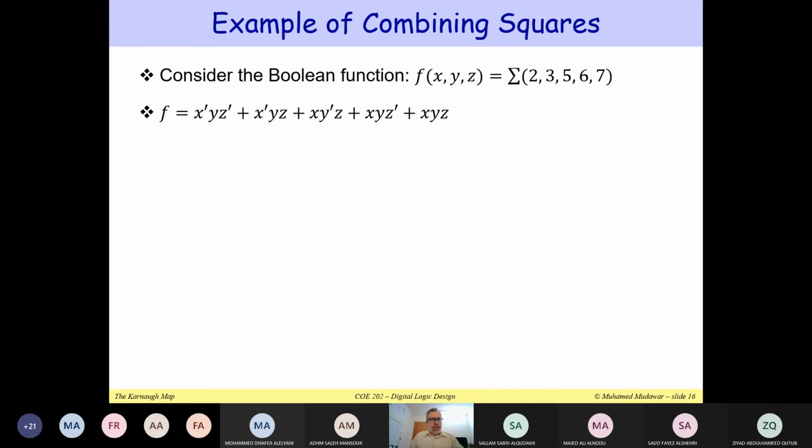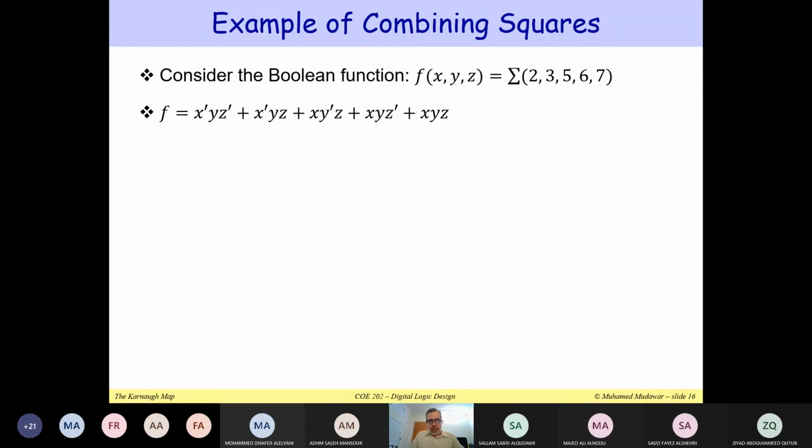Right. This is another example. This is a function that has 5 literals. And notice that if I would like to write it as a sum of minterms, I'm going to get how many literals in this sum of minterms expression? 15. Yes, thank you. So 15, it's actually 5 times 3. So let us see how we can use the Karnaugh map to simplify this function.